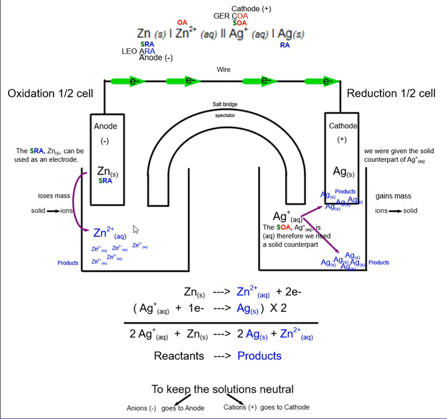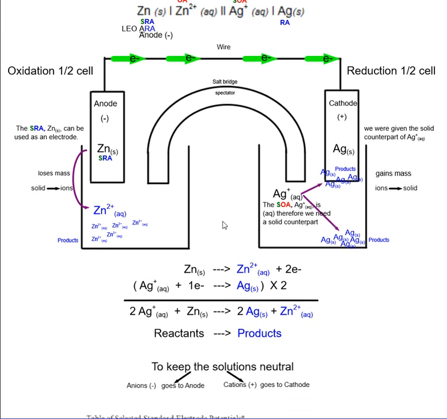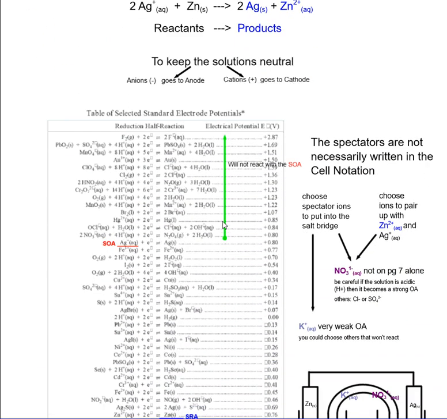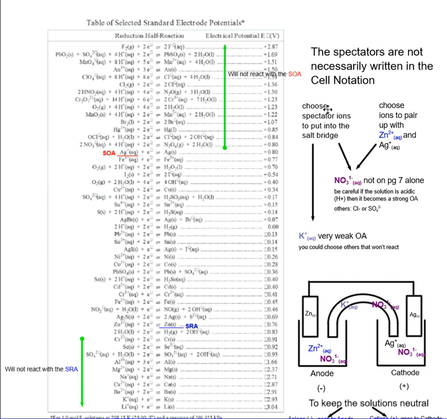As mentioned before, these containers are no longer neutral containers. The anode became more positive, and the cathode became more negative. So to keep the solutions neutral, anions needs to go to the anode, and cations need to go through the cathode. Now let's talk about the salt bridge and the spectator ions. The spectators are not necessarily written in the cell notation because they don't affect the reaction.